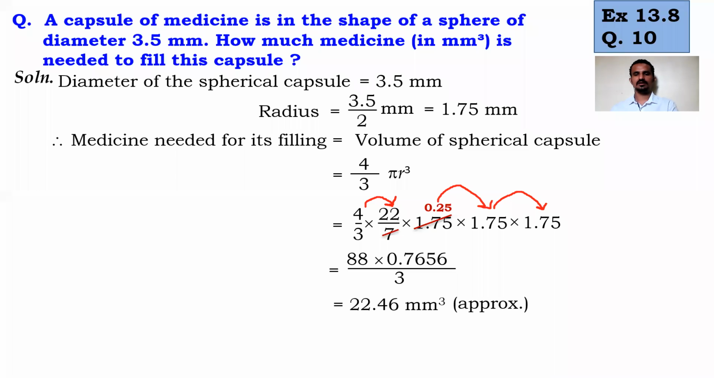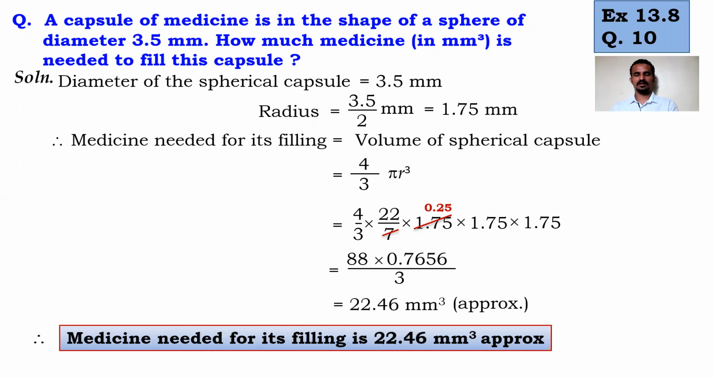So what did we do now? We multiplied these two numbers and then we divided it by 3. By multiplying these two and dividing by 3, we get the answer 22.46 millimeter cube. Now remember, whenever there is a question based on sphere, and especially volume of sphere, since it is r cube, we'll have to do a lot of multiplication in that. Also upon 3 is there, the division will also come. Calculation is slightly more in this exercise. So our final answer will be medicine needed for its filling is 22.46 millimeter cube approx.